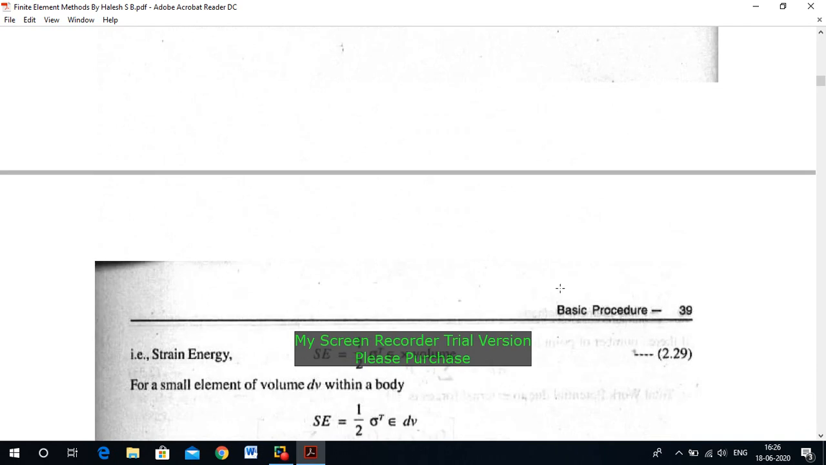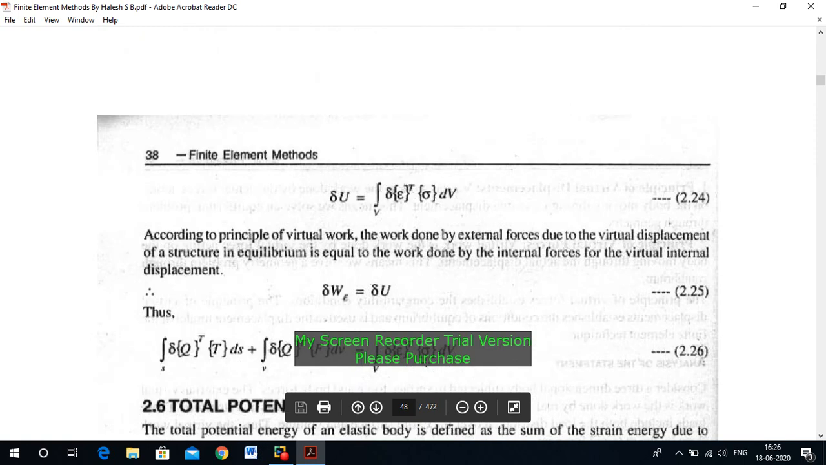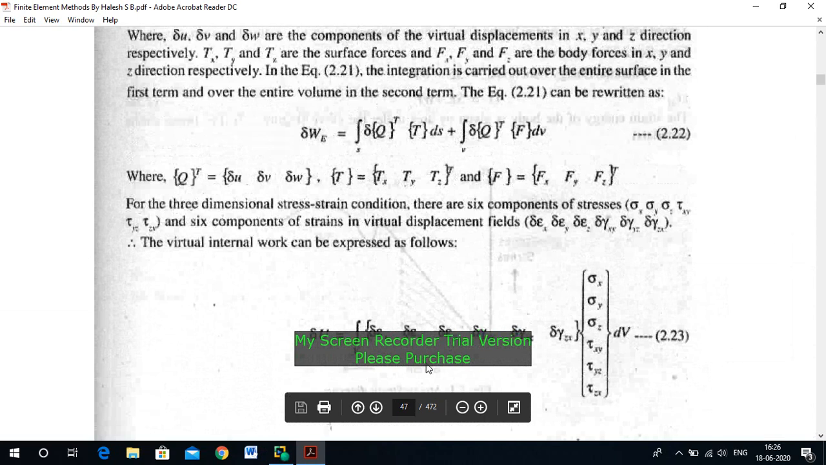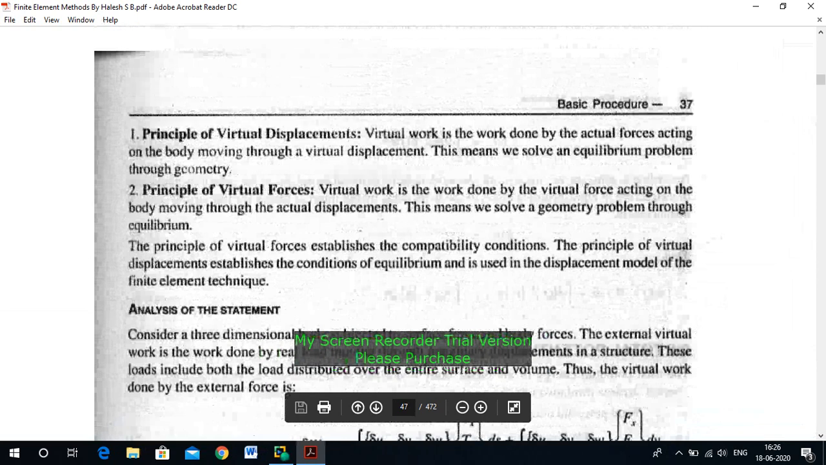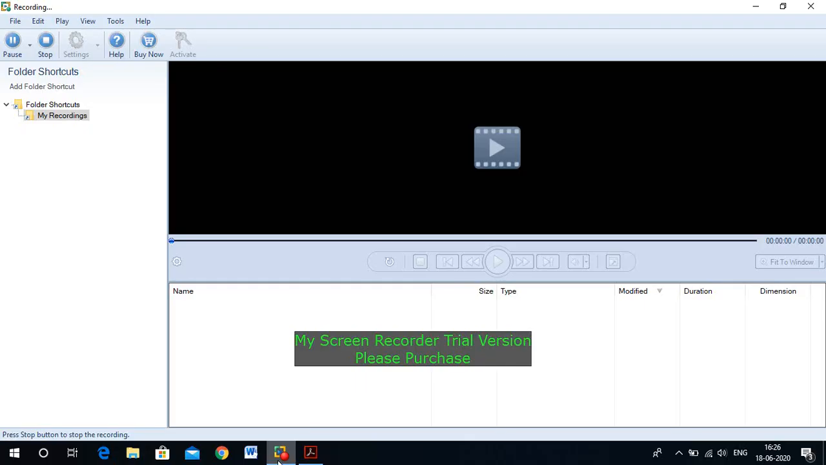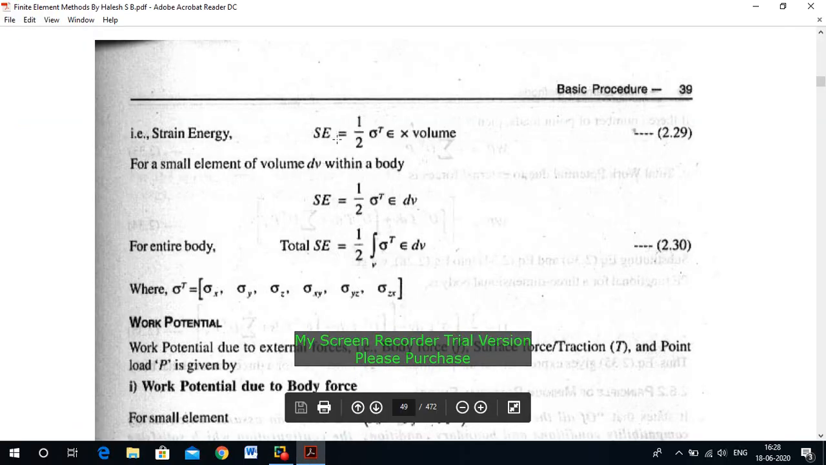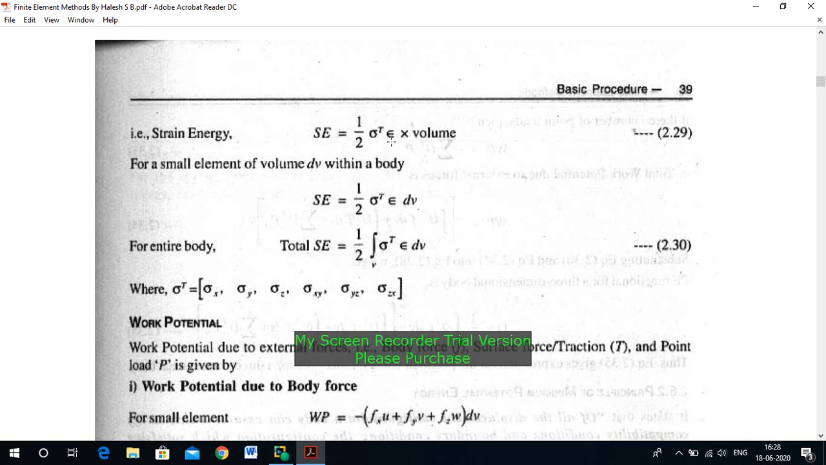The strain energy is equal to half of sigma transpose epsilon into V, very important. Sigma transpose epsilon into volume. Strain energy is equal to half into stress into strain into volume. You can call it equation number 2.